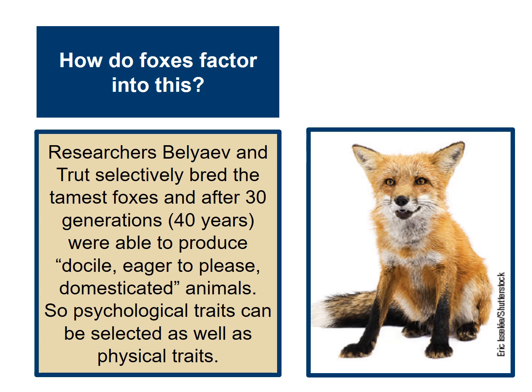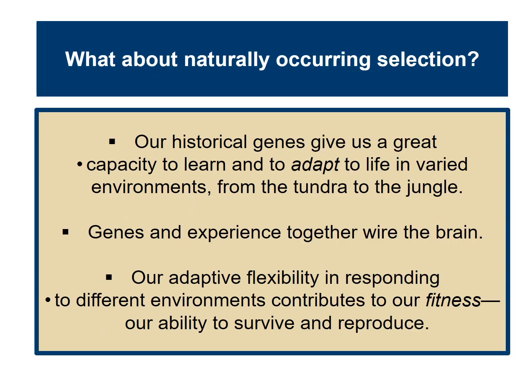So here's an example. How do foxes factor into this? Researchers Belyaev and Trut selectively bred the tamest foxes, and after 30 generations, which is 40 years, were able to produce docile, eager to please domesticated animals. So psychological traits can be selected as well as physical traits, which is pretty cool.